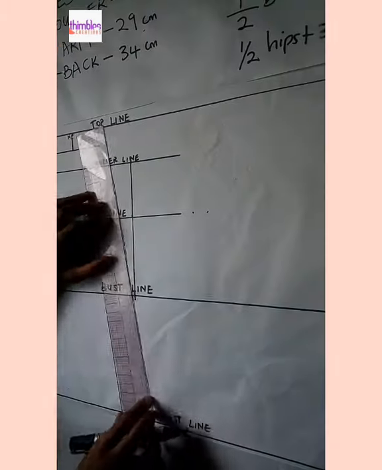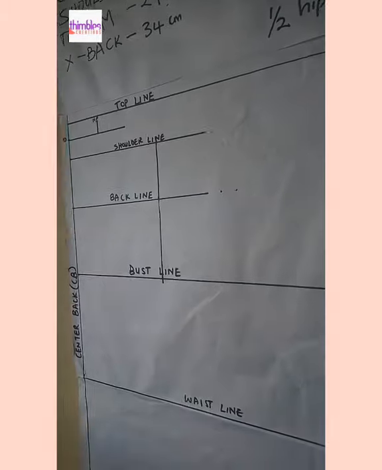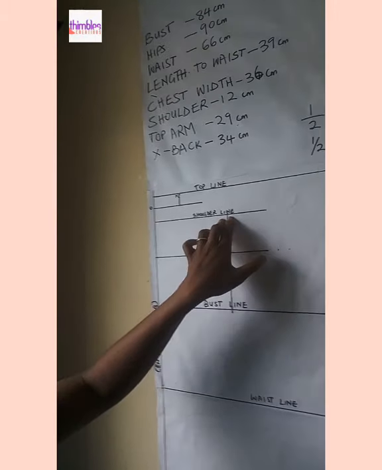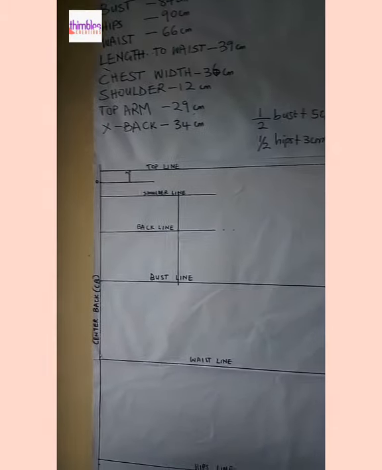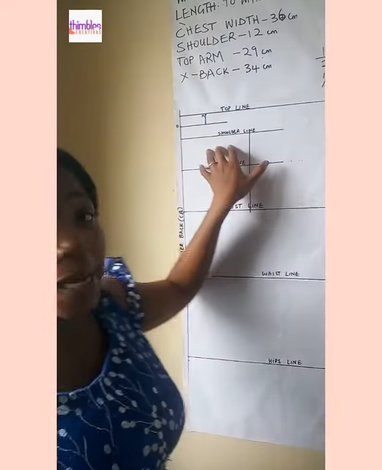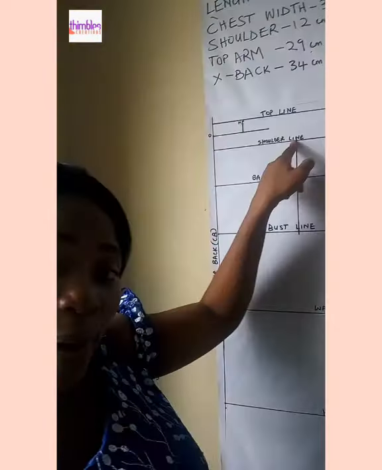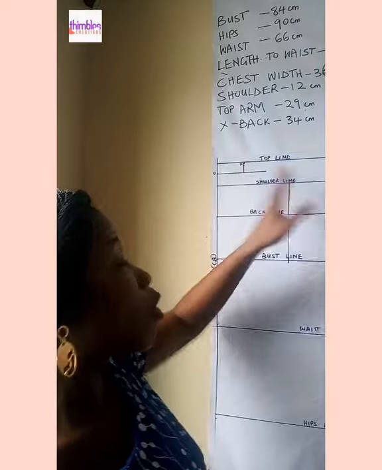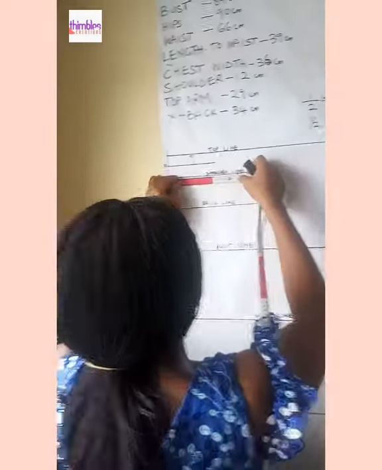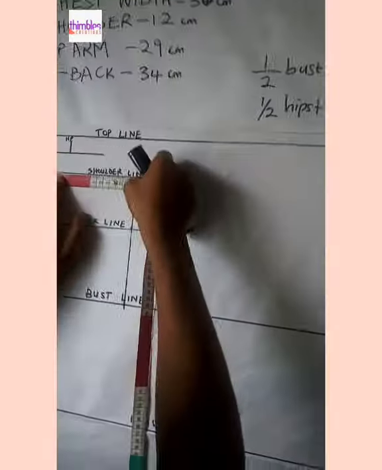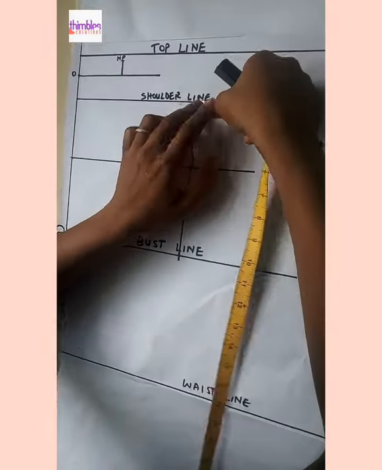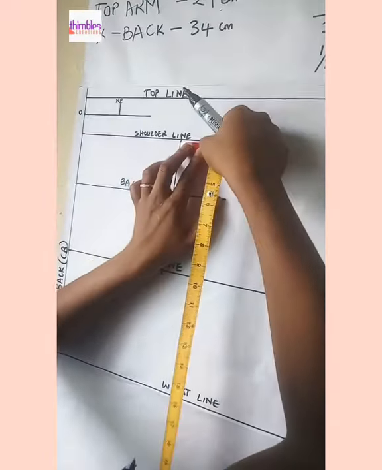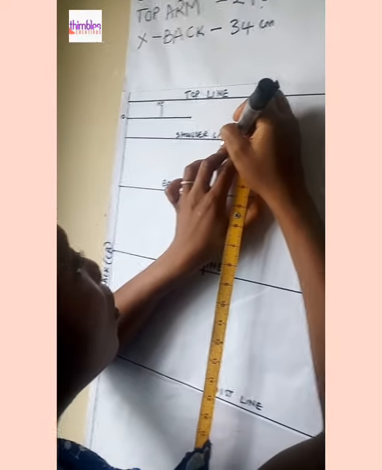Just to cross a little, okay? So this is it. So now on the shoulder line, measure the shoulder line. You measure the half of your back, X back, your half back width plus 2 centimeters. Remember the half of our back width is 17. When we add 2 to 17, it gives us 19. Okay, so this is the point.